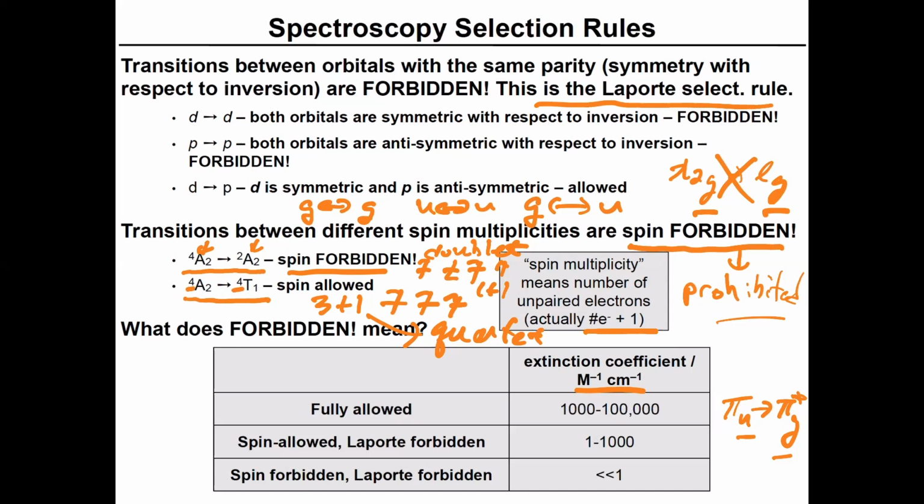But in transition metal complexes, we run into this problem. We have d to d transitions. So they can be spin allowed, but they're going to be Laporte forbidden. But just because they're forbidden doesn't mean you don't see them.